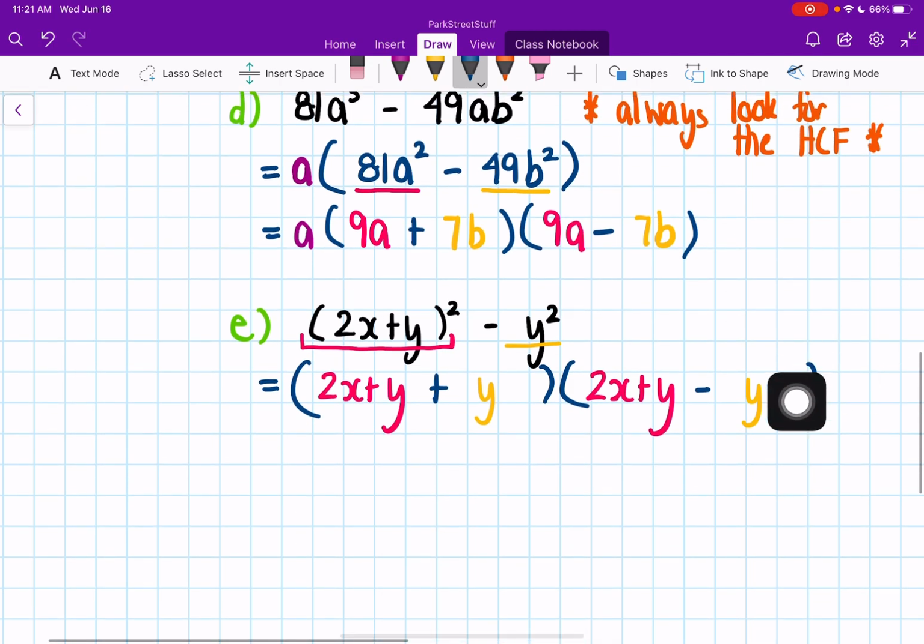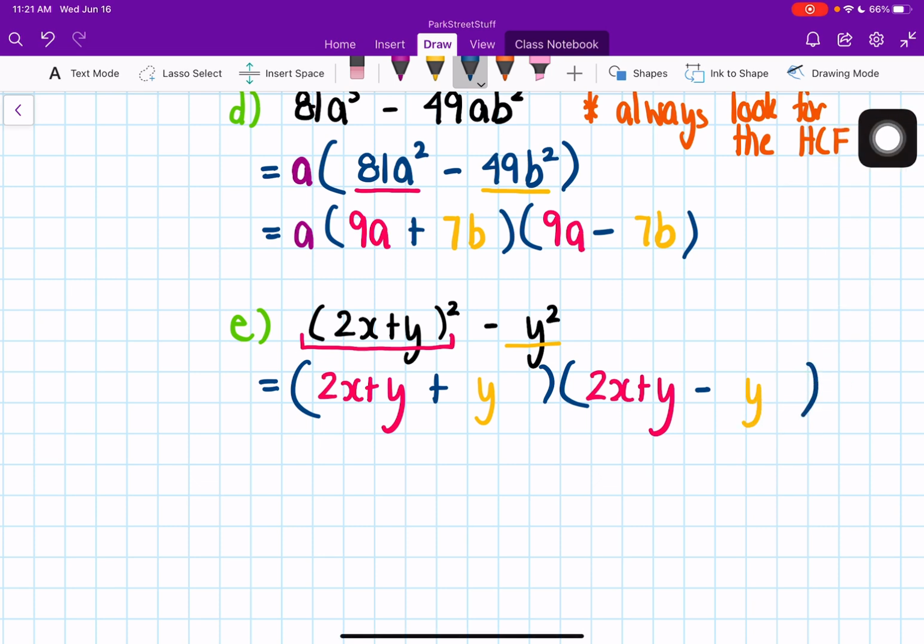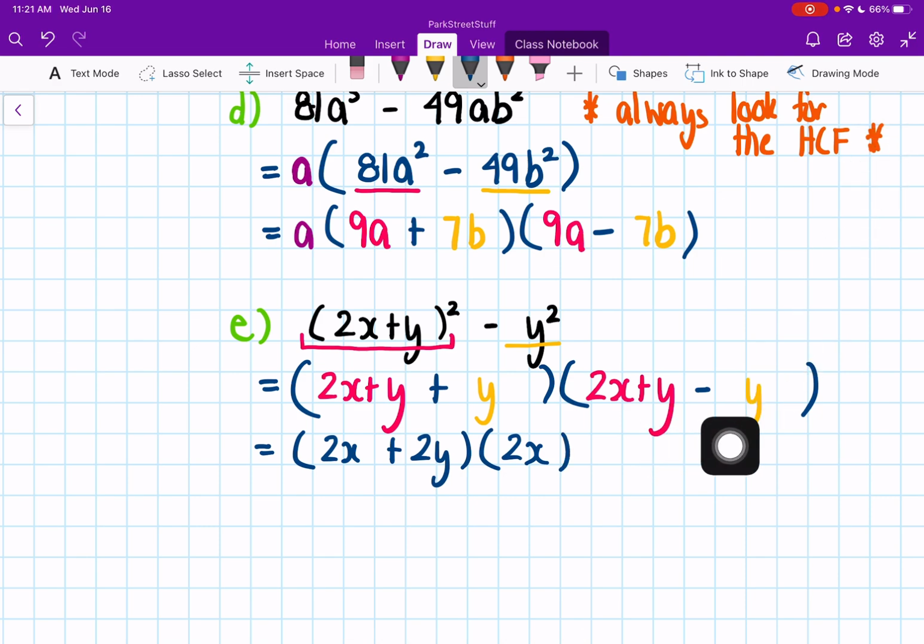However, now I actually have like terms. I have y with y and y with y. So those are like terms. And so I can actually simplify my brackets. This becomes 2x plus 2y. And then over here, I have just 2x because y minus y is 0.